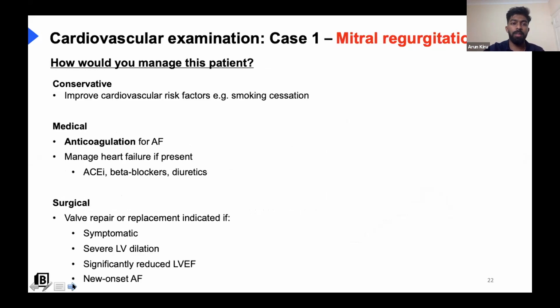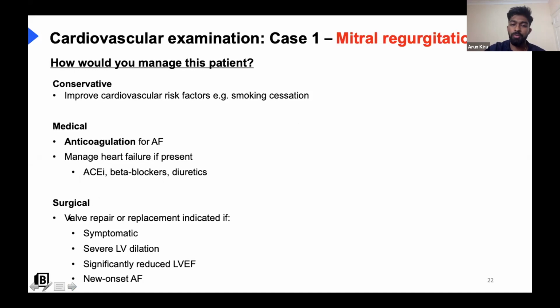Okay, finally, they could ask you management if you've got really far down the list. Classify it: conservative measures. So I like to focus on risk factor modifications, for example, smoking cessation. Medical options, for example, if they've got associated atrial fibrillation, I like to put them on anticoagulation such as warfarin, because this would reduce their chance of clots. I like to manage their heart failure, for example, the ABD: ACE inhibitors, beta blockers, diuretics.